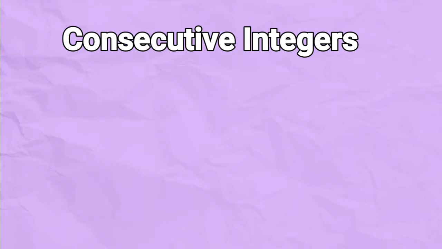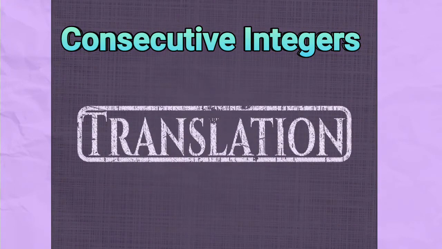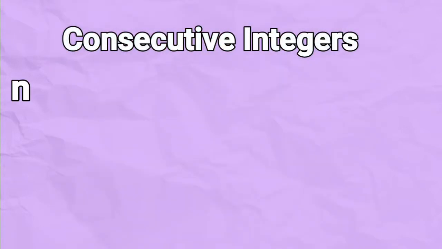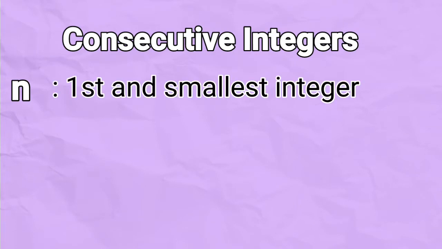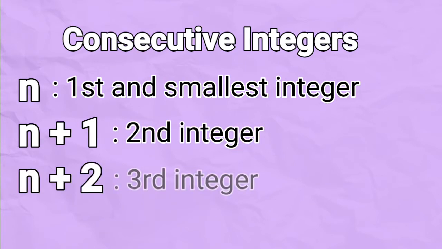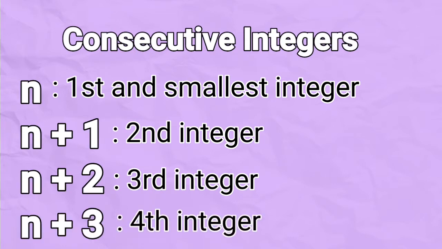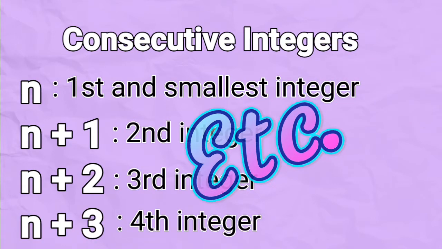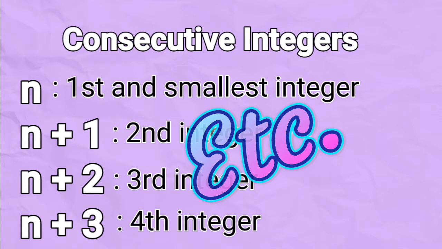Now when we see the words consecutive integers in a word problem, we're going to have to translate them into algebra. So I'm going to pick the variable n to represent the first integer. Then n plus 1 will be the next integer. N plus 2 will be the third integer. N plus 3 will be the fourth integer, and so on depending on how many integers I need.